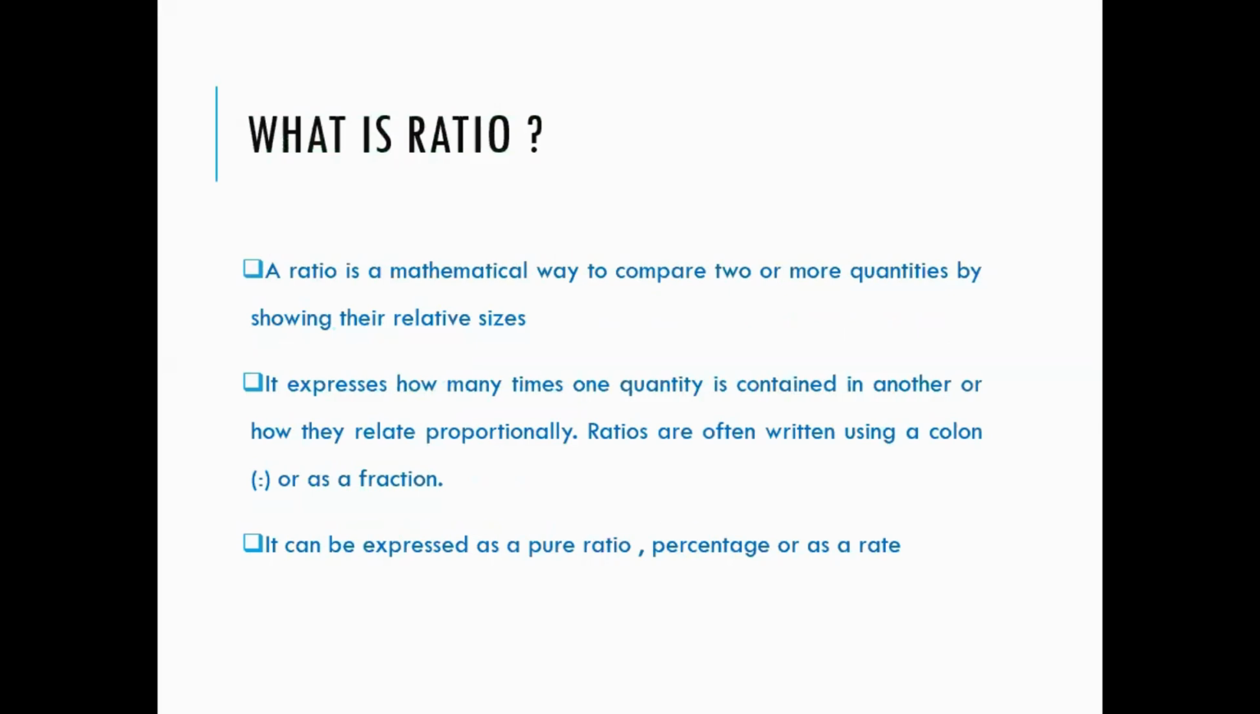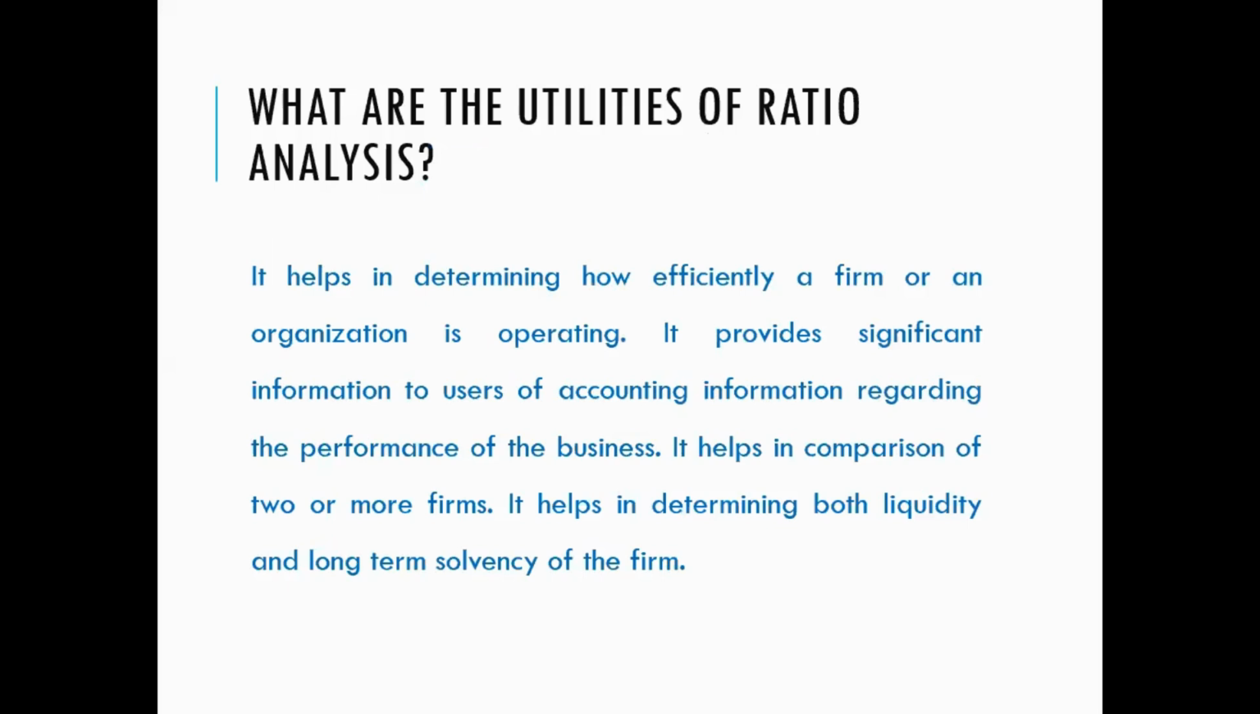What is a ratio? A ratio is a mathematical way to compare two or more quantities by showing their relative size. It expresses how many times one quantity contains another or how they are related proportionately. Ratios are often written using a colon or a fraction. It can be expressed as a pure ratio, percentage, or a rate.